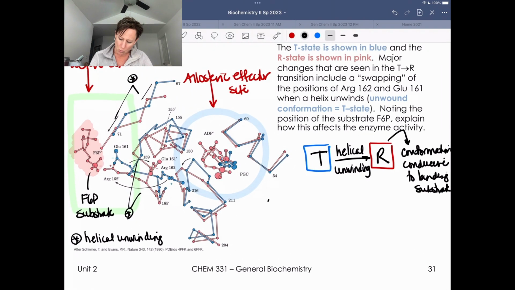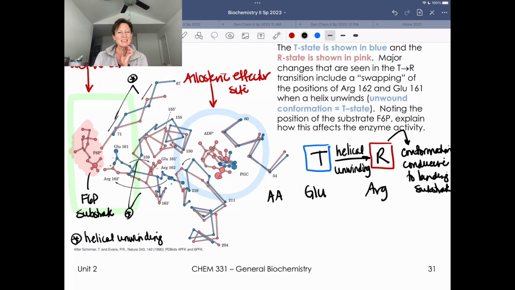So if we think about what amino acid is present in the enzyme active site when we have T state, remember T state being blue, look over here, we've got a glutamic acid residue. So glutamic acid is in the enzyme active site when we are in T state. When we unwind that helix and we change to R state, now all of a sudden we're going to have that arginine in the enzyme active site.